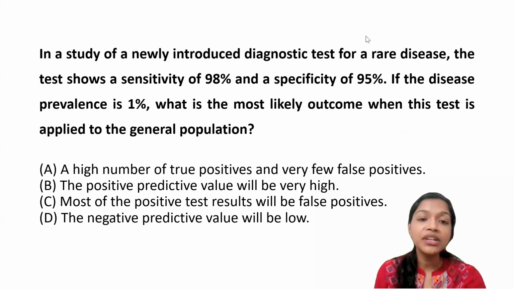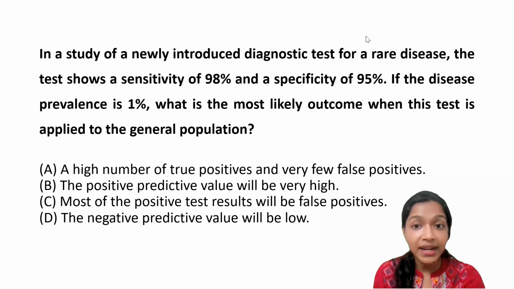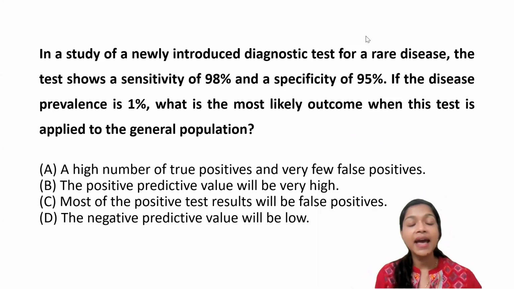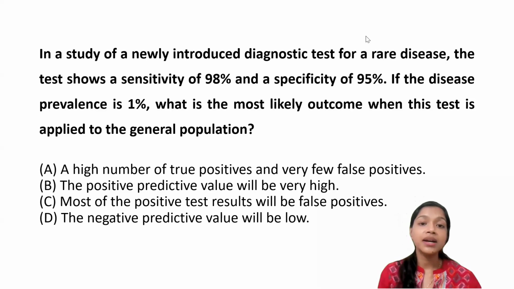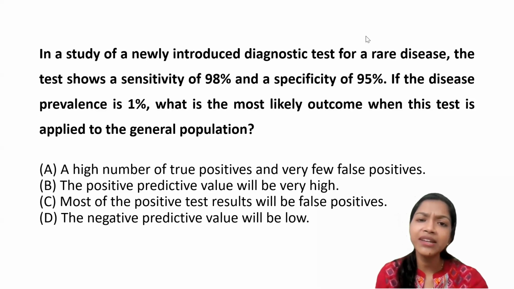In a study of a newly introduced diagnostic test for a rare disease, the test shows a sensitivity of 98% and a specificity of 95%. If the disease prevalence is 1%, what is the most likely outcome when this test is applied to the general population? The options are: A, a high number of true positives and very few false positives. B, the positive predictive value will be very high. C, most of the positive test results will be false positive. And D, the negative predictive value will be low.